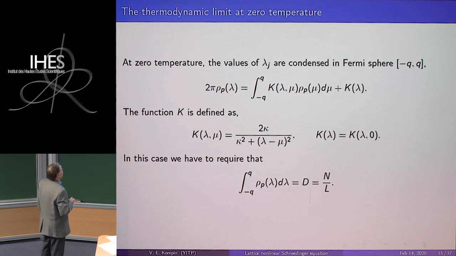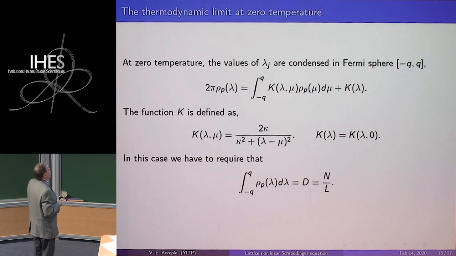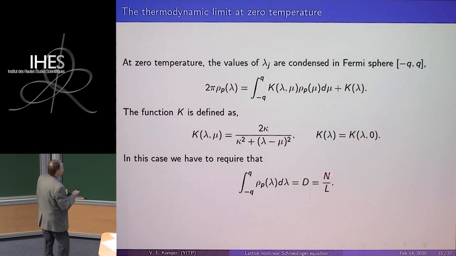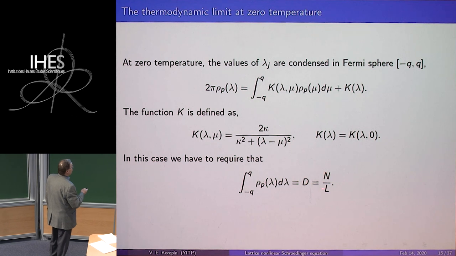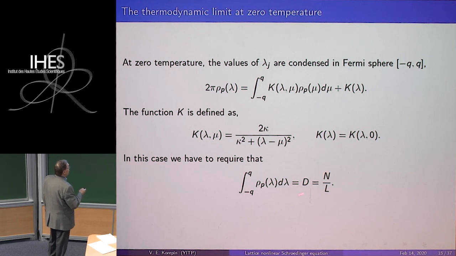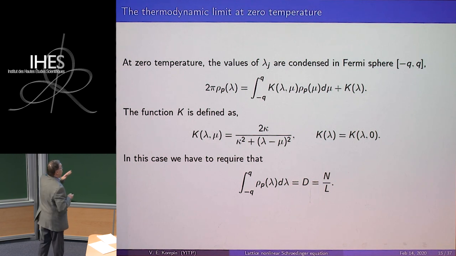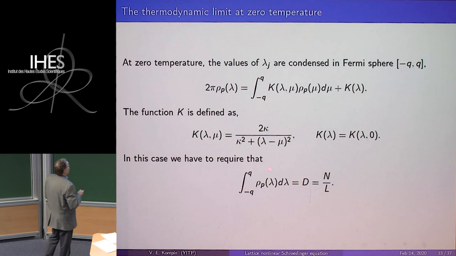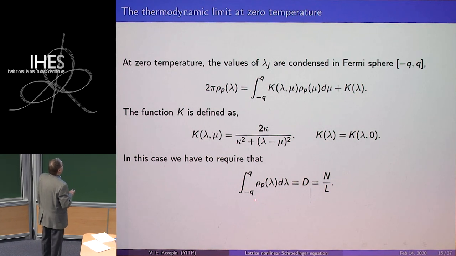I have this length of the box, the total length of the lattice, which I assume goes to infinity right now, and the number of particles also goes to infinity. So the number of particles goes to infinity, the length of the box goes to infinity, and the ratio, the density, is fixed. Then these lambdas, the solution of those equations, are distributed along some curve described by rho, and rho is a solution of an integral equation.